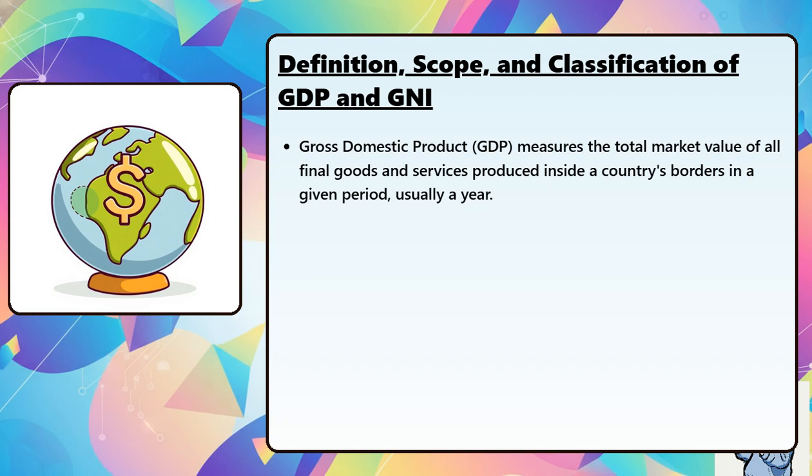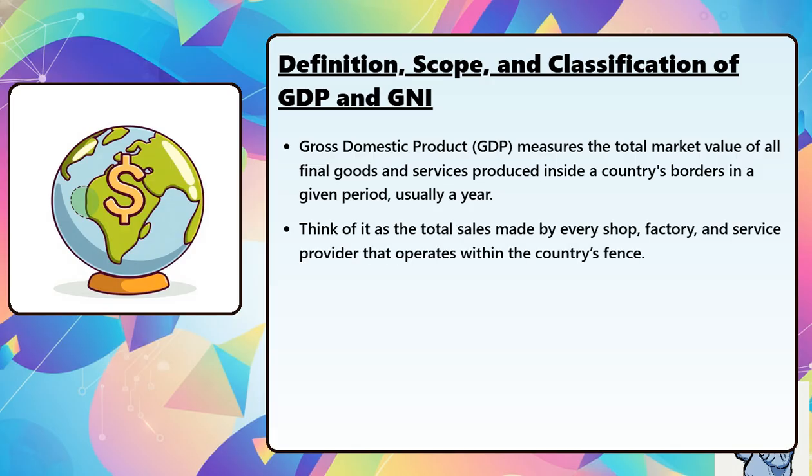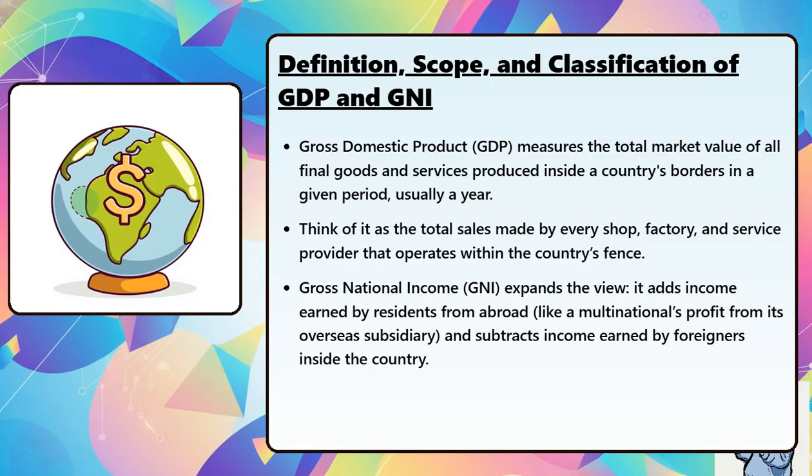Gross domestic product, GDP, measures the total market value of all final goods and services produced inside a country's borders in a given period, usually a year. Think of it as the total sales made by every shop, factory, and service provider that operates within the country's fence.